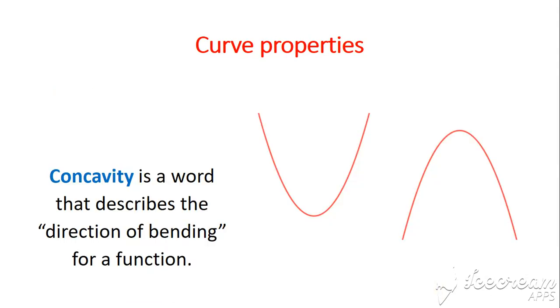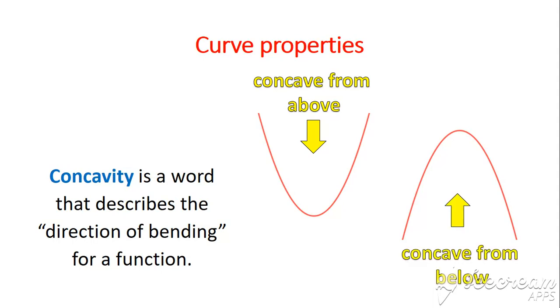Let's introduce this word, concavity. Concavity is a word that describes the direction of bending for a function. For the graph on the left, this is called concave from above. Try and think of it as if you were flying above and you look down, it looks like a cave from above. And this function is called concave from below. And again, think of it as walking along the ground and looking up to see the cave above you.